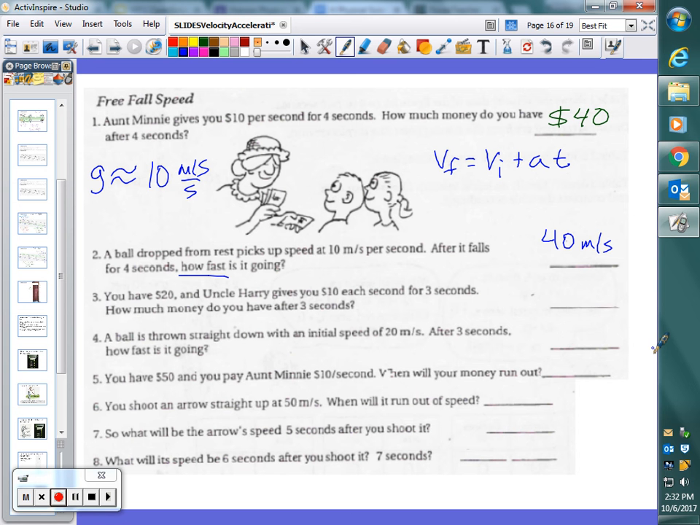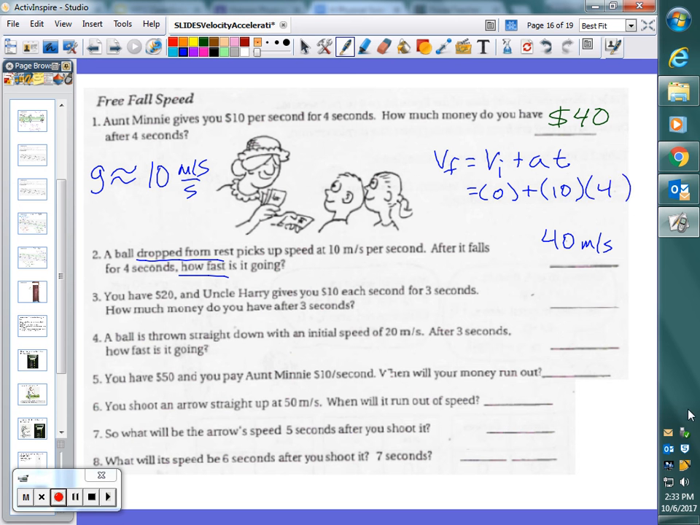If it's dropped from rest, what's VI? 0. Here, what's causing the acceleration in question number 2? Well, what happens when we drop something? Why does it fall? Gravity, right? So gravity's causing the acceleration. When gravity here on Earth causes the acceleration, what is the acceleration value? 10 meters per second. Right? How long is this ball allowed to drop for? 4 seconds, right? We end up with that.